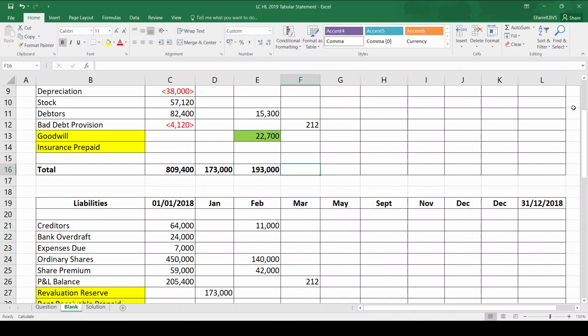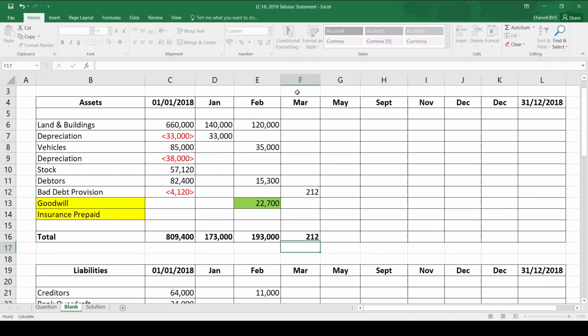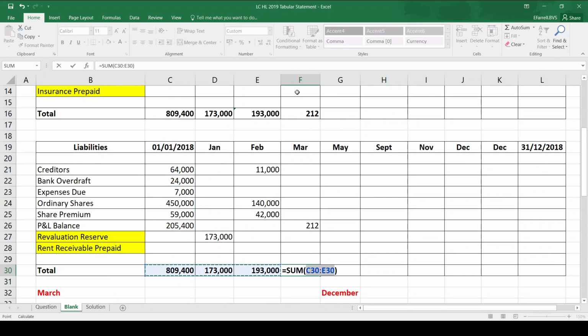It will be the opposite. It would be a minus if it was an increase in a bad debt provision. So again, I'm just going to total my assets, come to 212. And again, total my liabilities, come to 212.